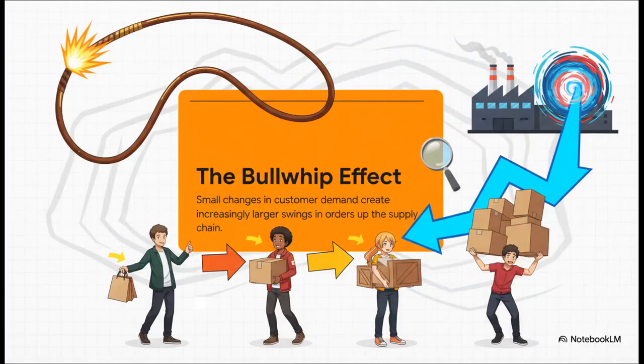This phenomenon has a name, and it's perfect: the Bullwhip Effect. I mean, think about cracking a whip. A tiny flick of your wrist creates that huge, loud crack at the very end. It's the exact same idea in a supply chain. A small change in what you buy at the store gets amplified and distorted at every single step all the way back to the factory. And that creates these wild, crazy swings in orders that lead to, well, empty shelves.